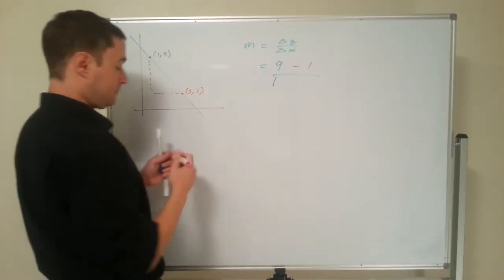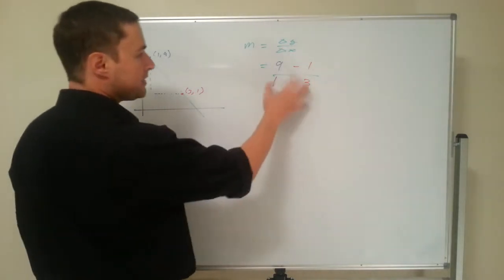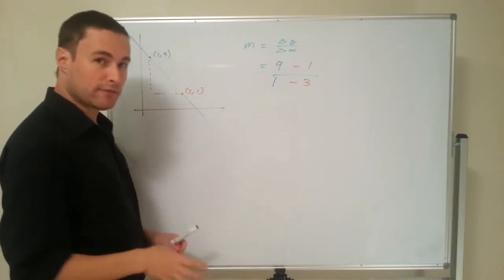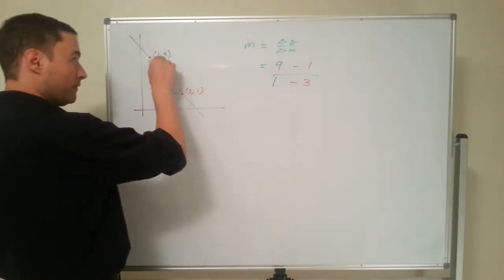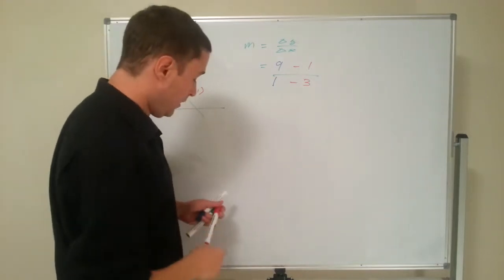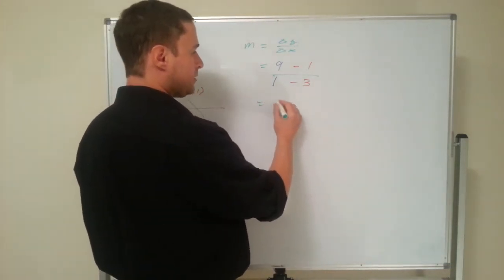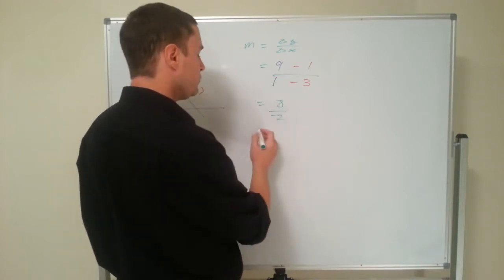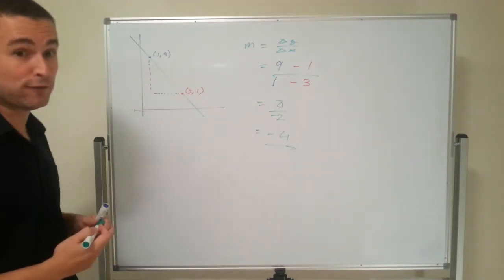minus 3. Don't stress about the fact that, oh, I need to make it all positive, so I should actually have a bigger one in front. That's not true. It doesn't have to always be positive. You're not always putting the bigger one in front. You're making sure that if his y is in front on top, his x has to be in the front at the bottom. So now we just tidy this up. 9 minus 1 is 8. 1 minus 3 is negative 2. 8 divided by negative 2 equals negative 4. So the gradient for this line is negative 4.